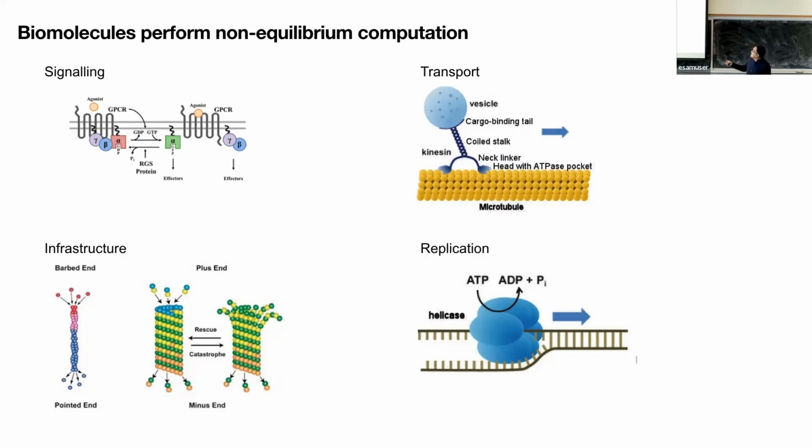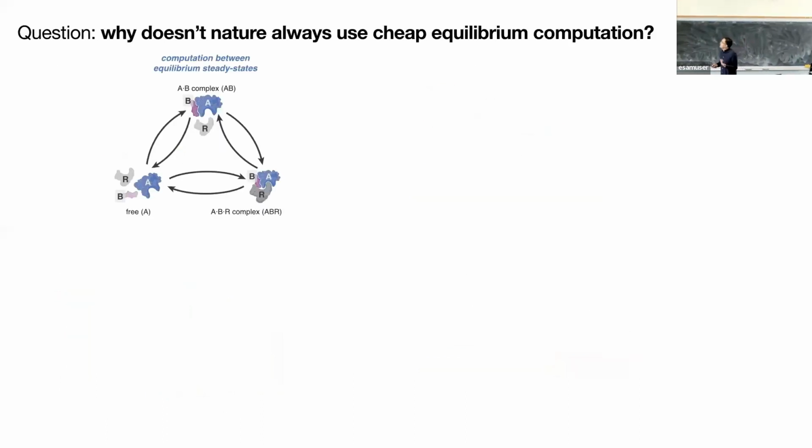And of course, in the signaling realm, most of the important signaling processes in the cell consume energy through things like post-translational modifications like phosphorylation, right? But you can imagine, in principle, you could have an equilibrium model of computation. And the question I want to talk about with you today is, why do we need that? What do we get from that? Why doesn't nature just always use cheap equilibrium computation?